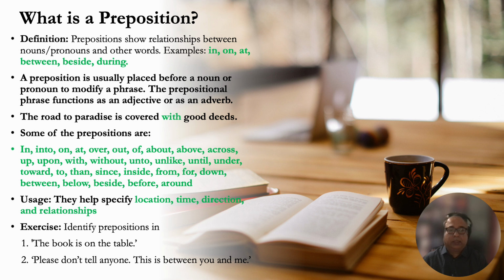So can you identify the prepositions in 1 and 2? What are the prepositions? The book is on the table, and please don't tell anyone this is between you and me. Okay, so do this in a few seconds. It's not that hard, and I'll show you the answers. Okay, did you get it right? Did you identify on, as in on the table? That's a preposition. And between you and me, between there is a preposition.